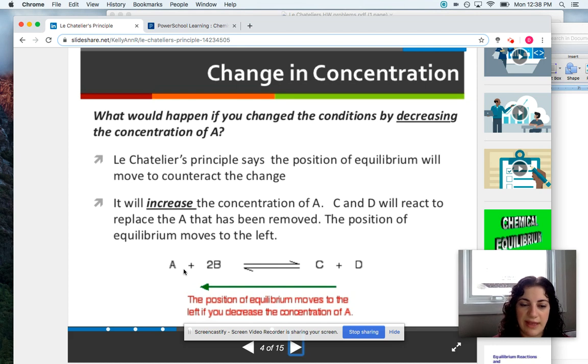Okay, what would happen if you change the conditions by decreasing the concentration of A? So you have less of A. Well, the equation would move in this direction to the left. Le Chatelier's principle says the position of equilibrium will move to counteract the change. So it will now try to increase the concentration of A. C and D will react to replace the A that has been removed. So the position of equilibrium moves to the left.